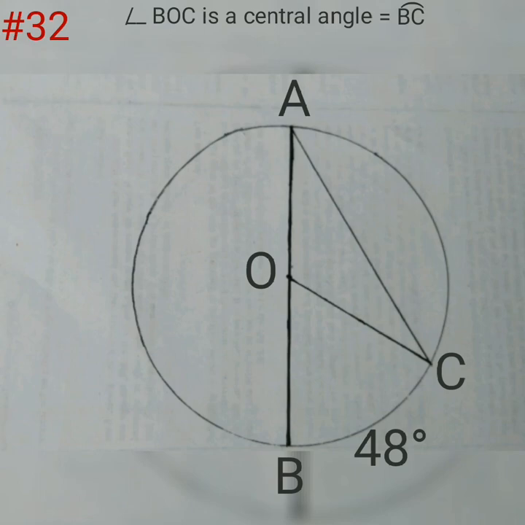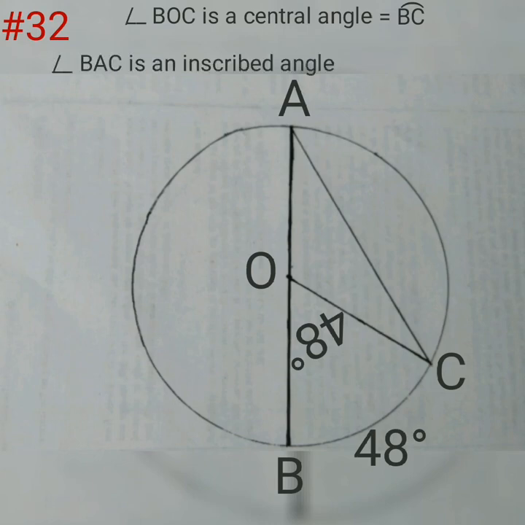So the measure of angle BOC is equal to 48 degrees, while angle BAC is an inscribed angle. The measure of an inscribed angle is 1/2 the measure of its intercepted arc. The intercepted arc of angle BAC is arc BC, and half of arc BC is 24 degrees. The measure of angle BAC is equal to 24 degrees.